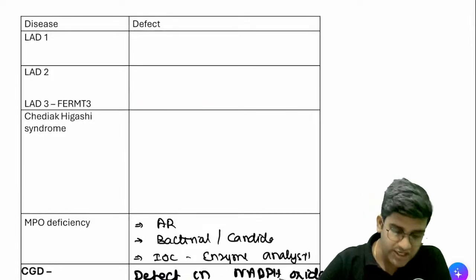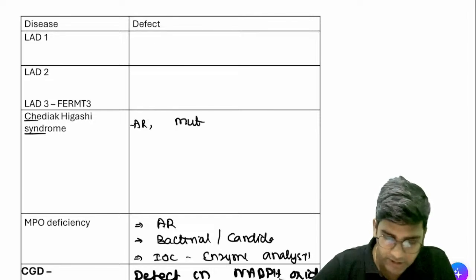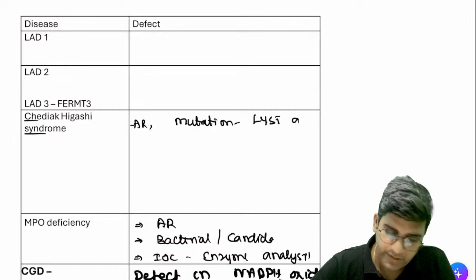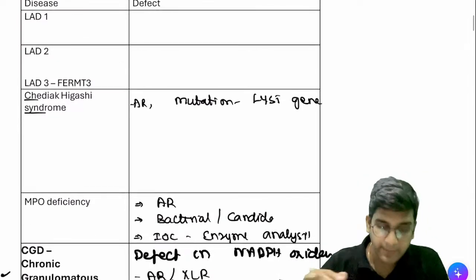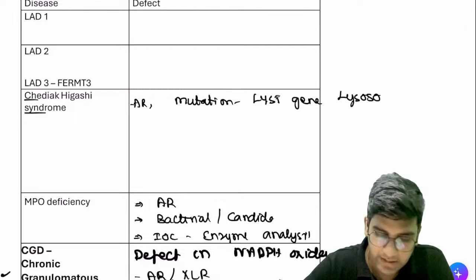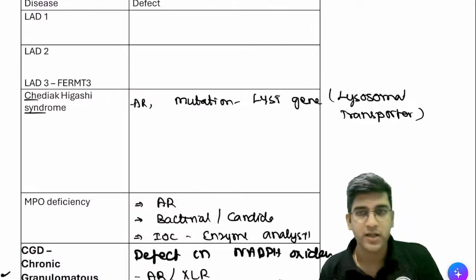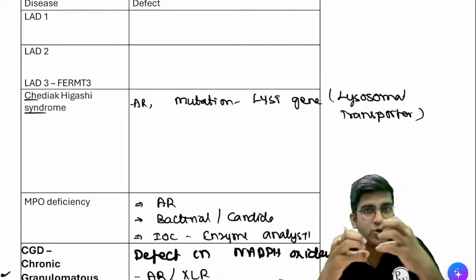Then I have something called Chediak-Higashi syndrome. This is an autosomal recessive inheritance again, okay? With a mutation in a gene called the LYST gene. Fine. So LYST gene is a mutation. LYST stands for lysosomal trafficking regulator. It transports, okay. It's a lysosomal transporter. Fine. So it fuses the lysosome and the phagosome.